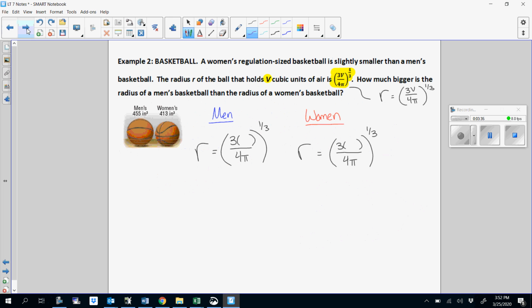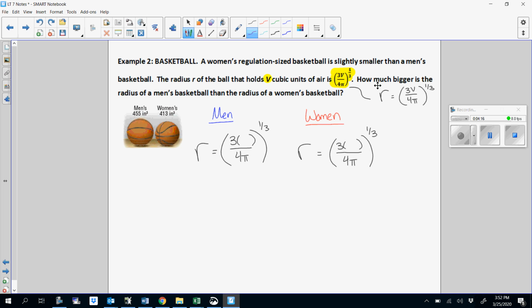The next problem is talking about another formula, which I'm going to read the problem, get it set up, and then probably pause the video so I can show the work and then talk about the work, and specifically the buttons in the calculator, because it can be a little tricky on this one. But a women's regulation size basketball is slightly smaller than men's, so the radius R can be found using the formula 3V divided by 4 pi and raising it to 1/3, which is really cube root.